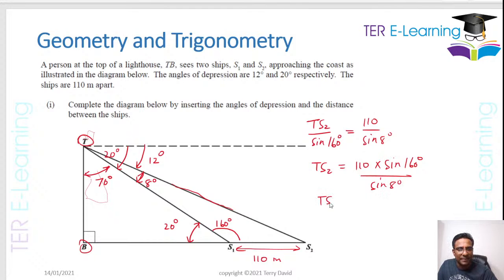So therefore TS2, and you just use the calculator. So that's 110 multiplied by sine 160 divided by sine 8 degrees. And what I'm going to get here is 270 meters. Right? Because they want the answer to the nearest meter. So that's my answer there, TS2. So that's this length here that we just worked out here. This length here is 270 meters.